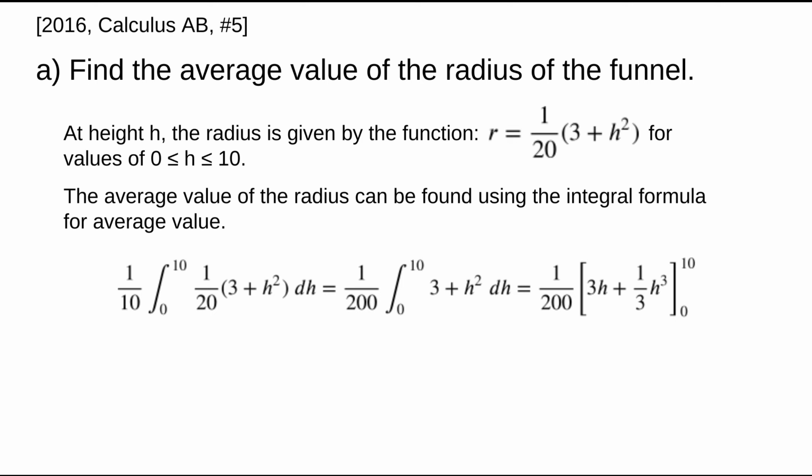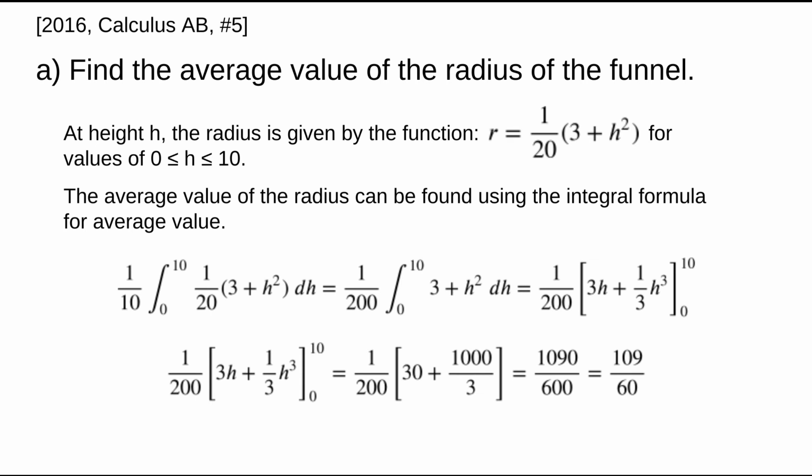Simplifying this integral a bit, we can factor out the 1/20th to get 1 over 200 times the integral from 0 to 10 of (3 plus h squared) dh. Finding antiderivatives, we have 1/20th of (3h plus 1/3 h cubed) evaluated between 10 and 0. And if we plug in 10 and 0, we get 109 over 60. So the average value of the radius is 109 over 60 inches. Inches is the unit here.